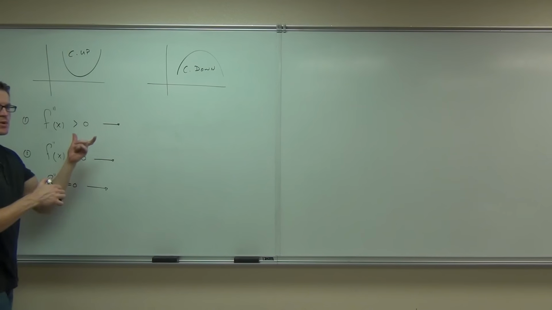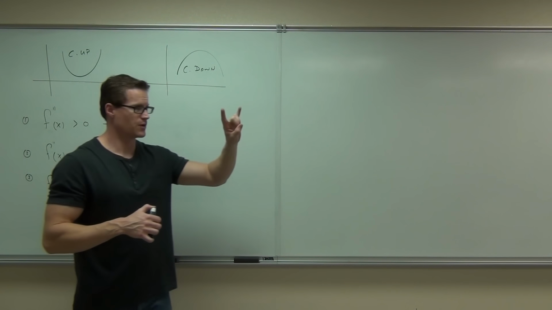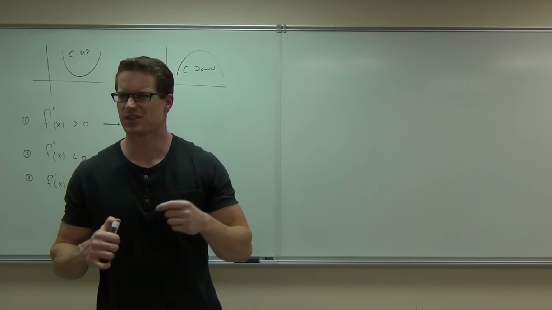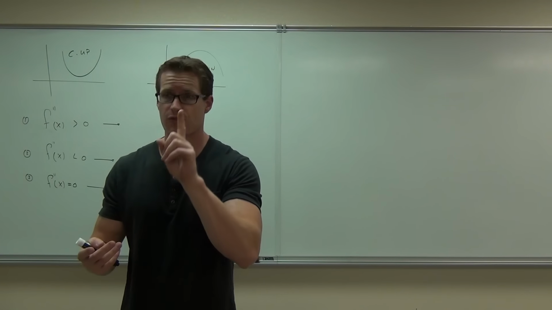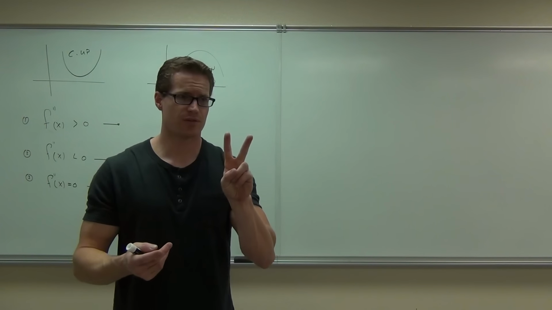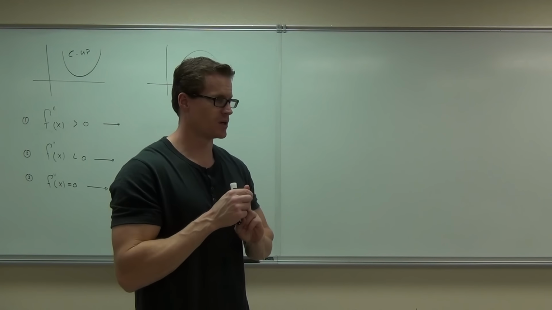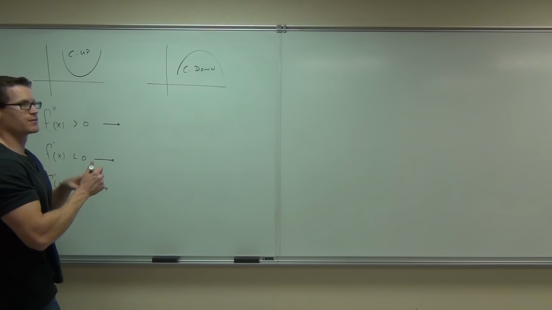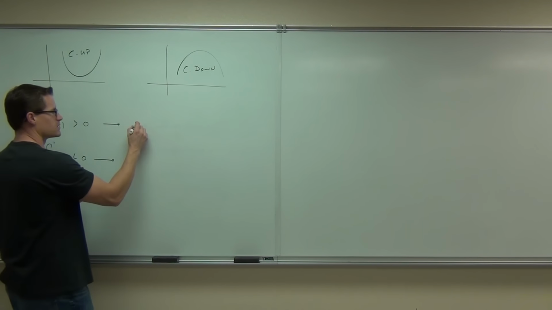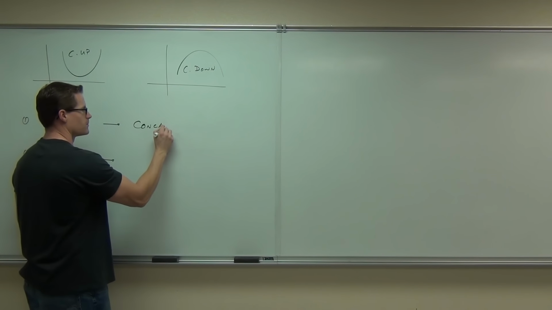So if our second derivative is positive, the second derivative says the slope is increasing. Remember, the second derivative is the rate of change of our slope. You with me on this? The first derivative was the slope. The second derivative is the rate of the change of the slope. Basically, if your slope is increasing or decreasing. So it says the slope is increasing, that's going to give us a concave up. So this means concave up.